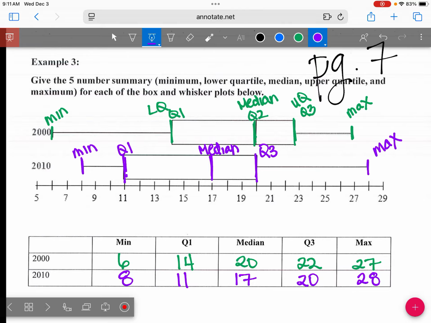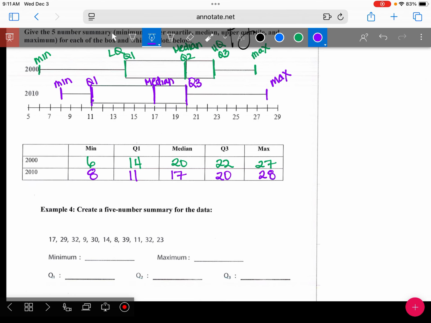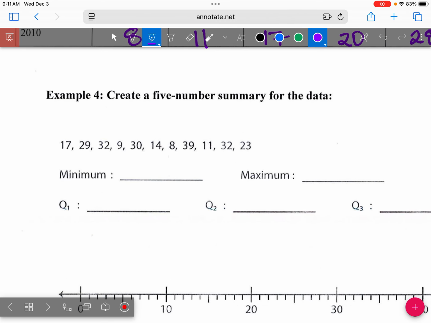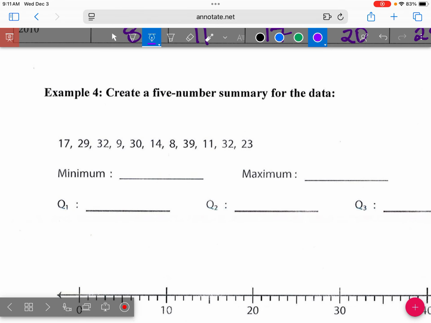All right, so let's go ahead and practice making a couple box plots. So let's look at example 4. First thing we have to do is put the numbers in order. Let's put them in order from smallest to largest. So if I put them in order, 8, and I always cross them out as I go. And then 9, do we have any 10s? Nope. We do have an 11. We don't see a 12. What's our next number?